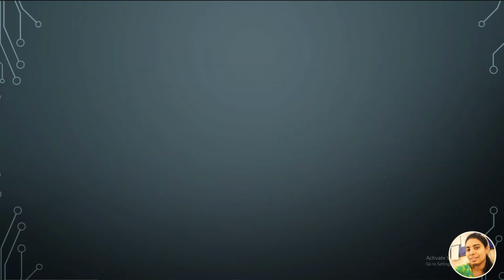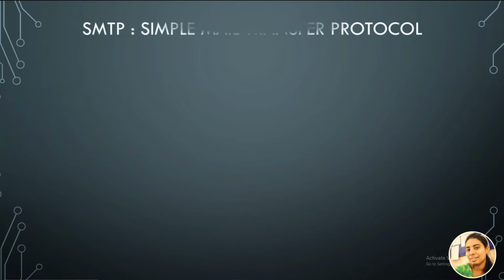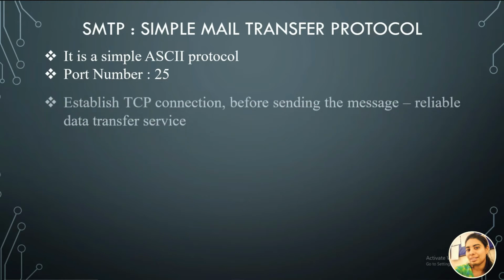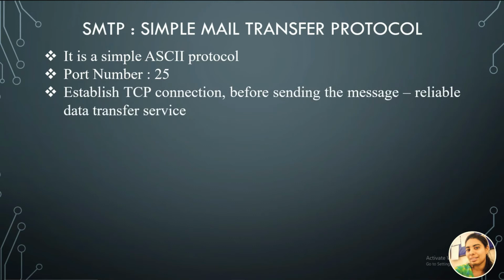Now let's understand different protocols which are used in a mail system. First of all, we will discuss SMTP, that is Simple Mail Transfer Protocol. SMTP is a simple ASCII protocol which uses port 25 to send the mail. So whenever a sender sends mail using the SMTP protocol, this protocol establishes the TCP connection between sender and mail server to provide the reliable transfer service. After establishing the connection, it forwards the mail to mail server.